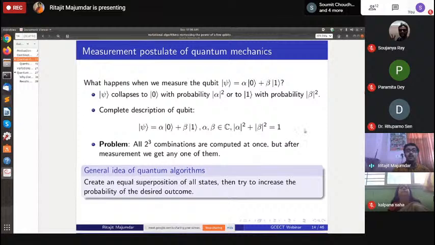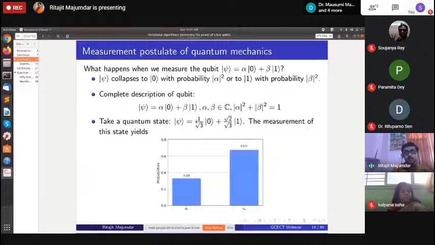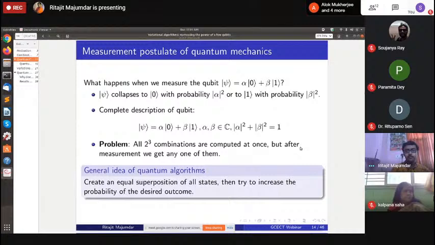So the general idea of a quantum algorithm is that you create an equal superposition of states and then you try to increase the probability of the desired outcome. For example, in this case, if the desired outcome is 0, you can see that you have a higher probability of getting outcome 1. So you have to do something such that these values change. You have to increase these values so that this probability increases. And that is the idea of almost every quantum algorithm.